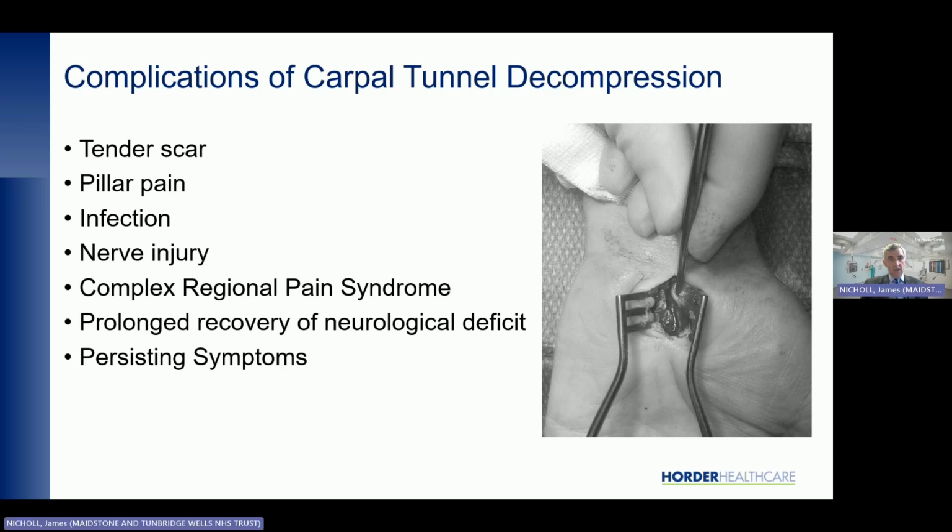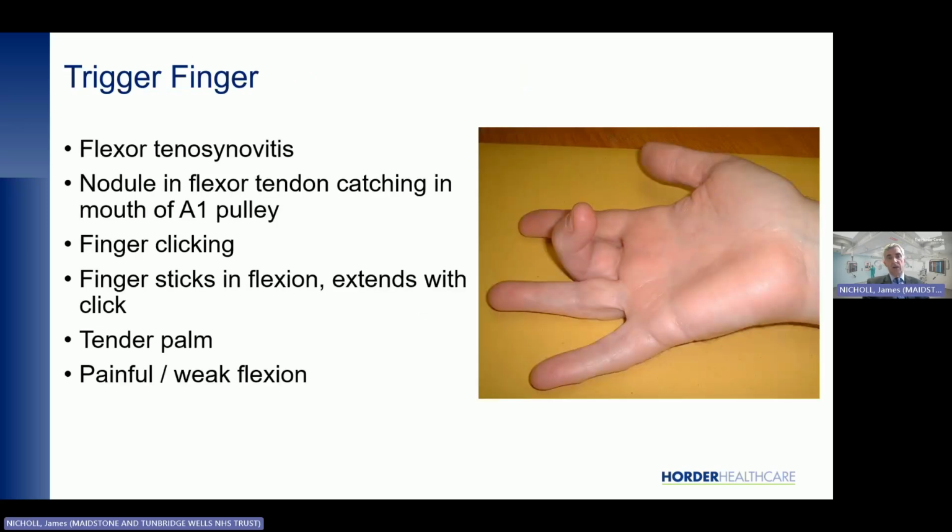I'm now going to move on to the next condition, trigger finger. And this is where the finger clicks. So as it bends forward into the position as shown on the photograph on the right, it gets stuck there. And either just with a bit of effort, it can go straight and there's a bit of a jump as it goes, or sometimes people have to pull it straight with the other hand. It can be quite painful to untrigger it, to unstick it, and some people get discomfort in the palm.